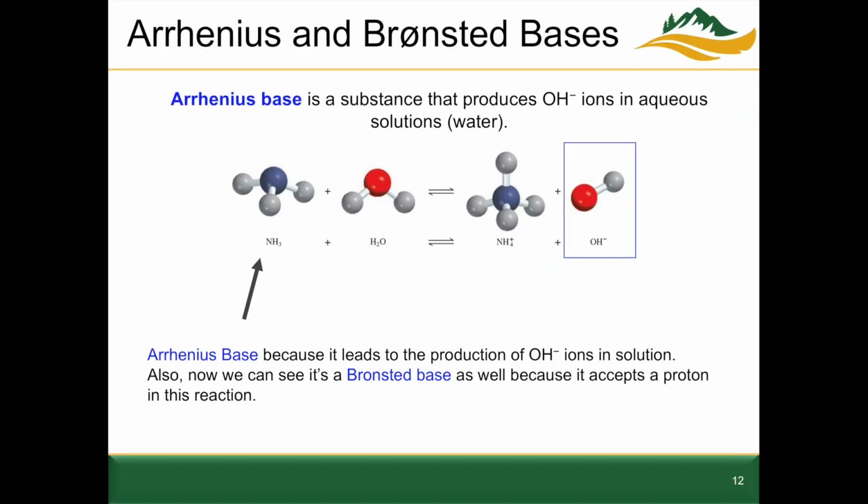So now that we've gone through Bronsted bases on the last slide, let's come back to this first example comparing Arrhenius versus Bronsted bases. We know ammonia is our Bronsted base because it accepts a proton here to become NH4+. Water is our Bronsted acid because it ends up donating a proton. Now going back to the Arrhenius definition, where a base will lead to the production of OH- ions in solution, the ammonia here is actually also our Arrhenius base because it reacts with water and ends up leading to a production of OH- ions on the product side.